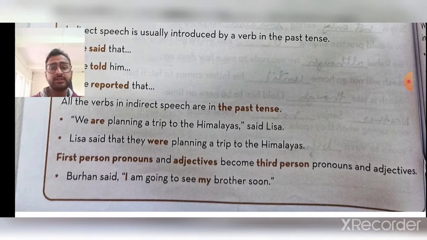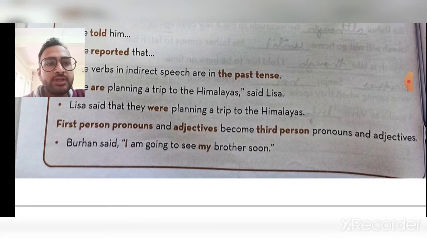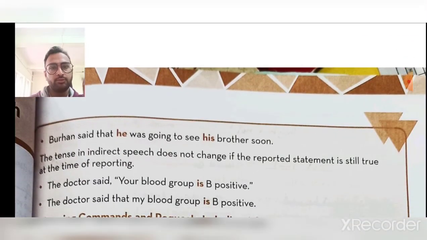First person pronouns and adjectives become third person pronouns and adjectives. Please note this down too. This will be very helpful for you. Bruhan said, I am going to see my brother soon. What will be the third person sentence? Bruhan said that he was going to see his brother soon.